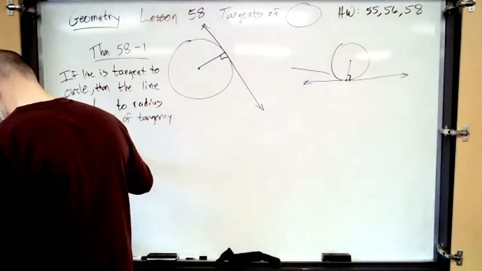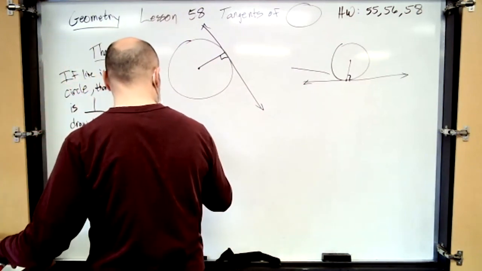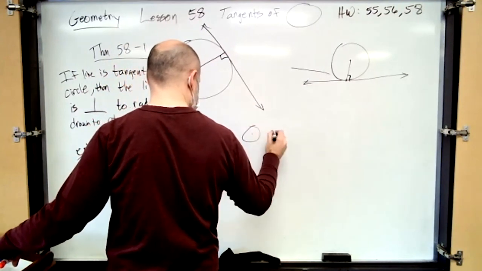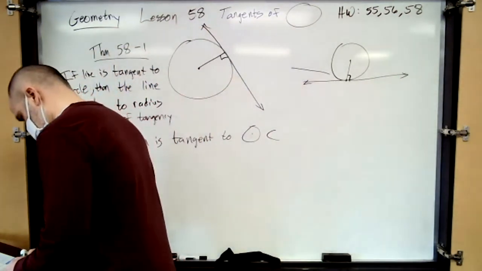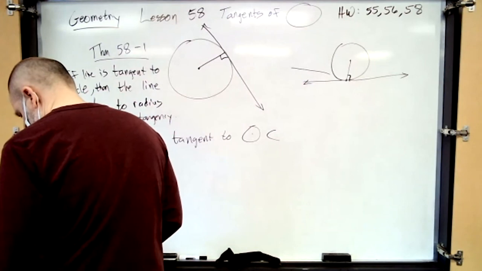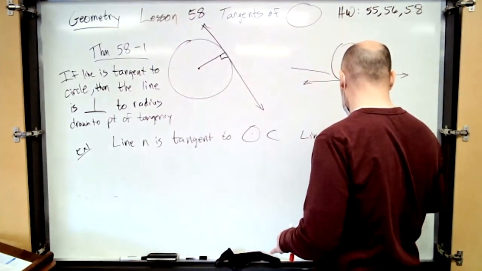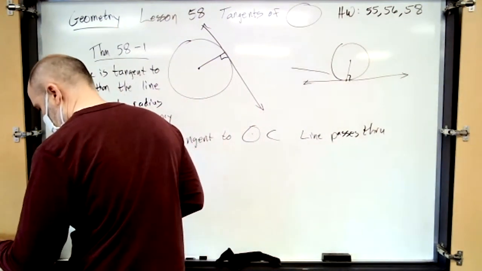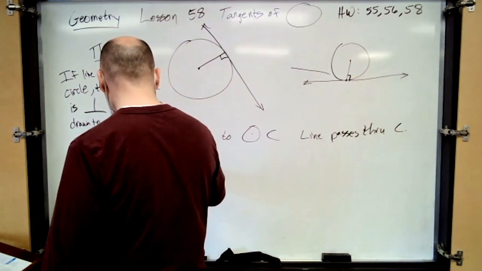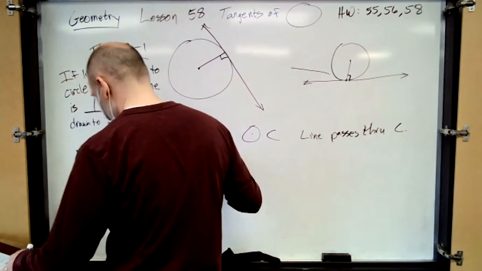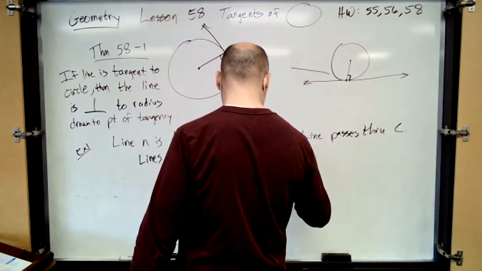All right, so here's example 1. Line N is tangent to circle C. So that's how you label a circle. You put a little circle with the center in it and then the letter after it. So circle C. Line M passes through C, which is the center. Lines M and N intersect at point Q. Okay, so I'm going to draw a circle C.